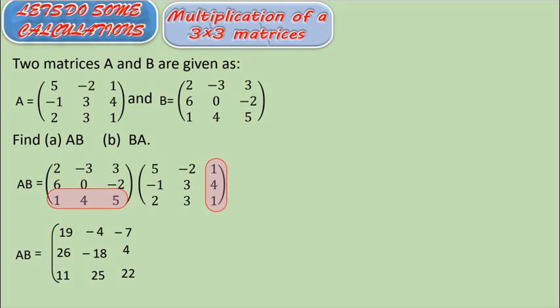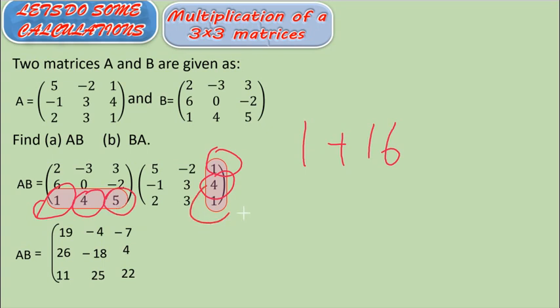Now, we are going to say 1, the first element here, multiply 1 here, giving us answer 1. Then 4, multiply 4 here, giving us the answer plus 16. And then 5, multiply the last element in that column, giving us a plus 5. Now, if you add everything, you are going to get the answer as 22. That's how we get this 22 you are seeing here. Right? So that's the way to work that out.